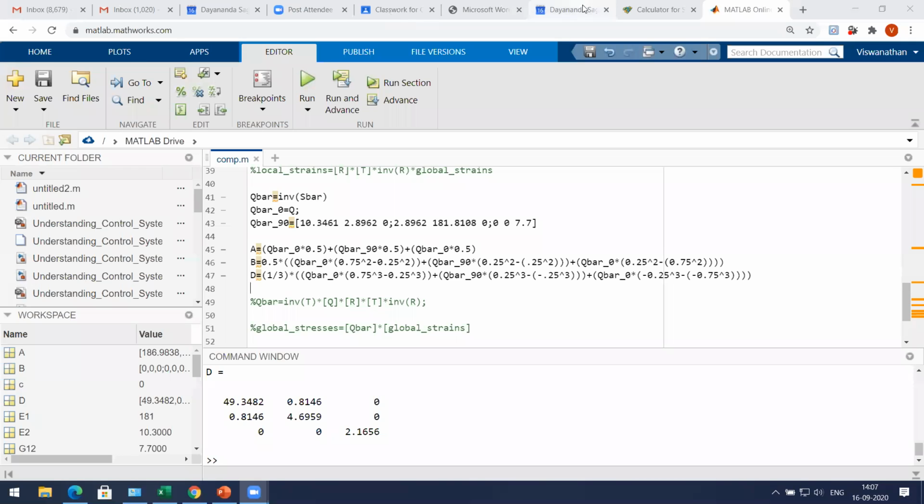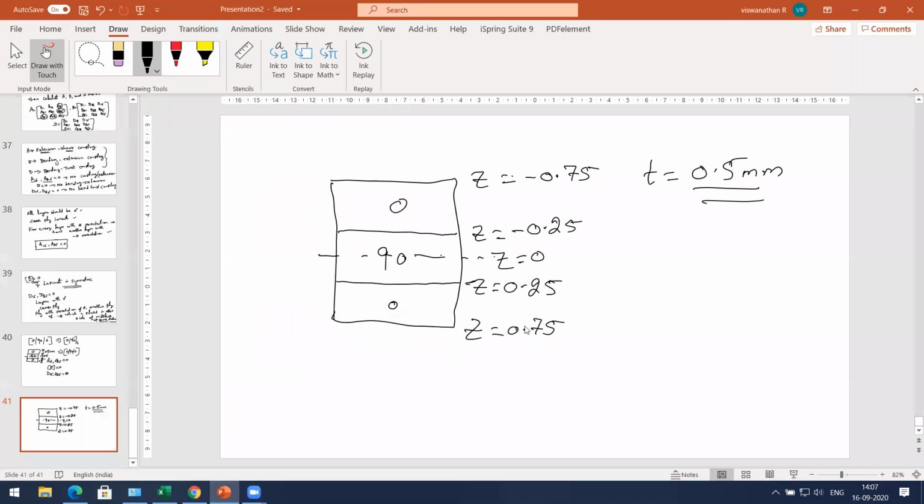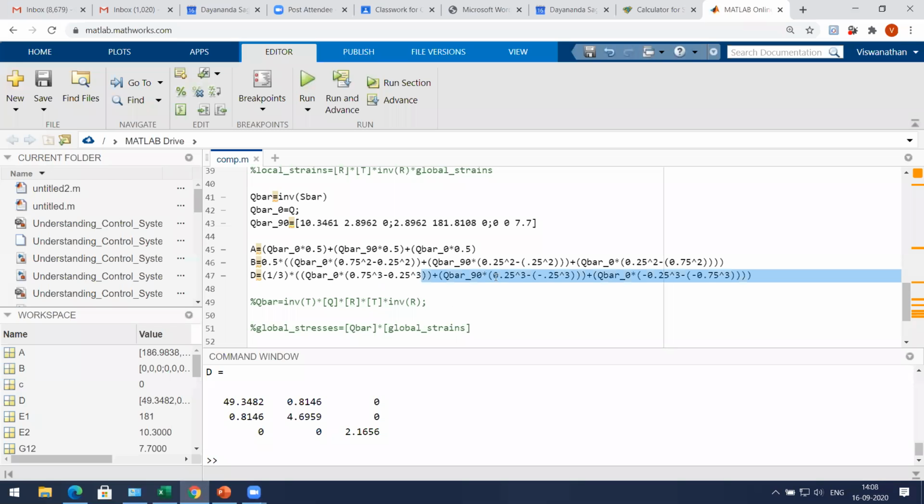Yeah. So for the D matrix, you need to be a little careful. So it is 1 by 3. Okay. And since there is a cube here, you need to be careful with the signs now. Okay. For the first one, there is no problem because it is all plus over here, 0.75 cube minus 0.25 cube. Okay. So there is no problem.